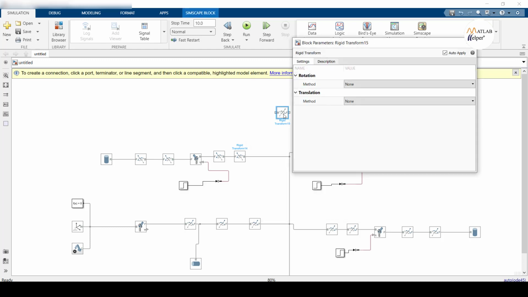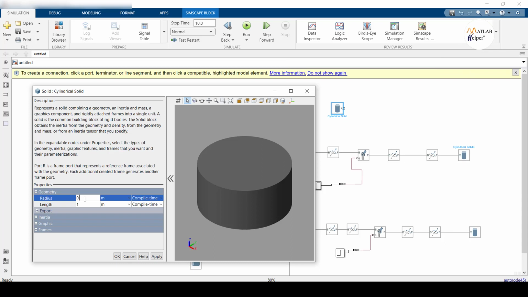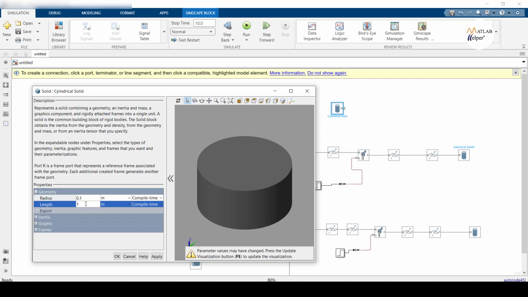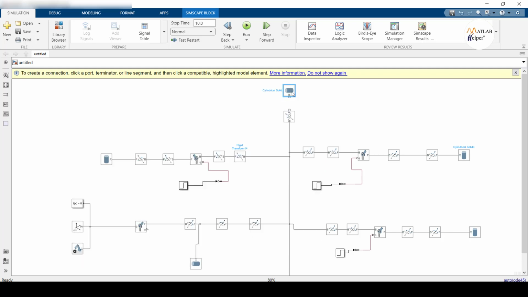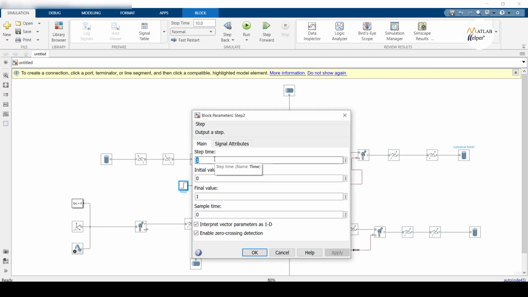For the neck, take a Cartesian of 0.65 and connecting to the solid of 0.15 radii and 0.3 length. Then take a scope of 6-second step time, initial value 180 degrees and final value 270 degrees step.